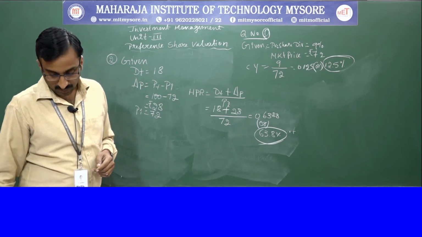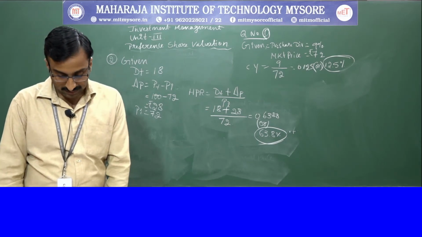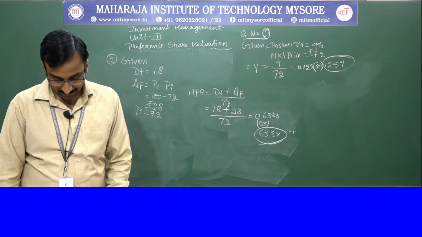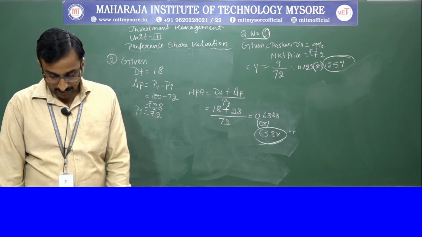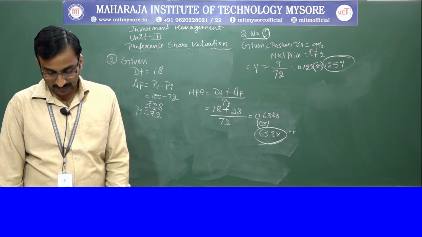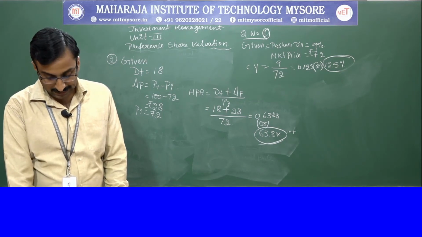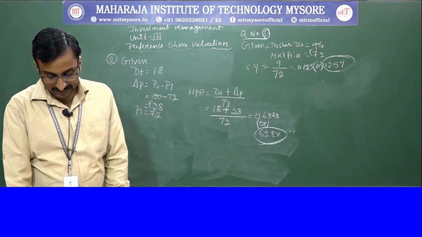Next, moving on to the third problem, that is problems on yield to the call date. I read out the problem. Assume that 9% 100 rupees par will be called in 3 years at 108 rupees. The current market price of this issue is 72 rupees. Calculate the yield to call. I repeat, assume that 9% 100 rupees par will be called in 3 years at rupees 108. The current market price of this issue is 72 rupees. Calculate the yield to call.